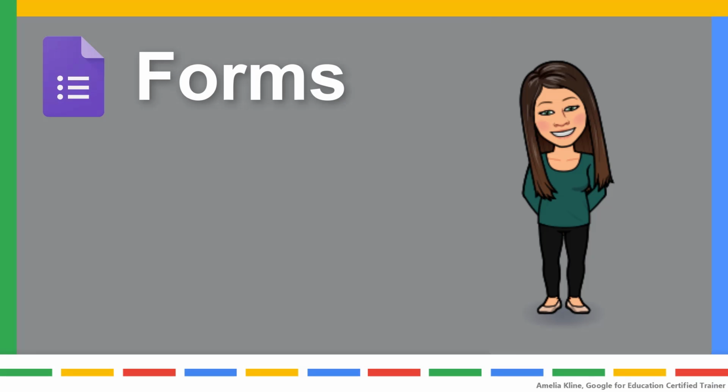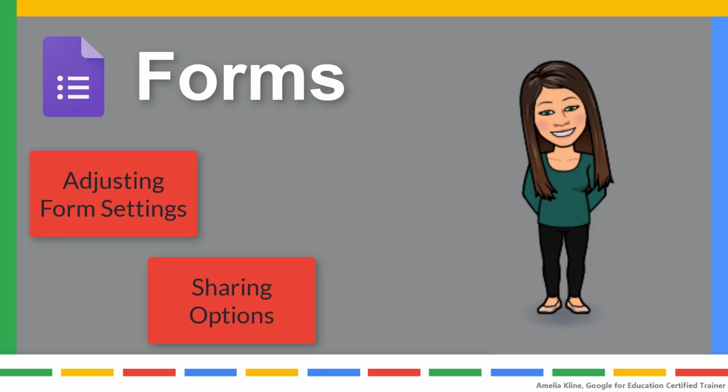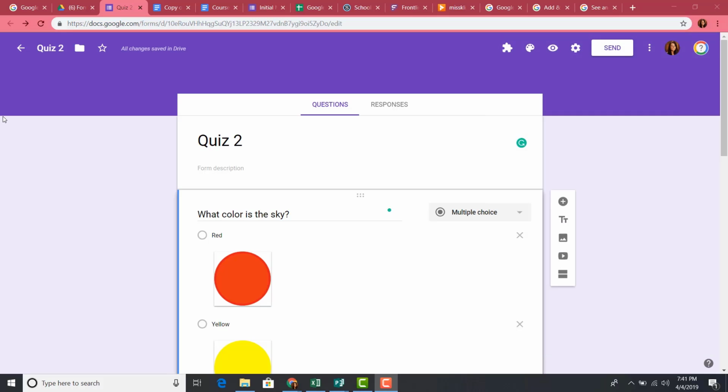In the previous videos, we looked at the different question types in Google Forms and how to add multimedia. In this video, we will look at adjusting our form settings and sharing options. To access the settings in Google Forms, click the gear icon next to the Send button.